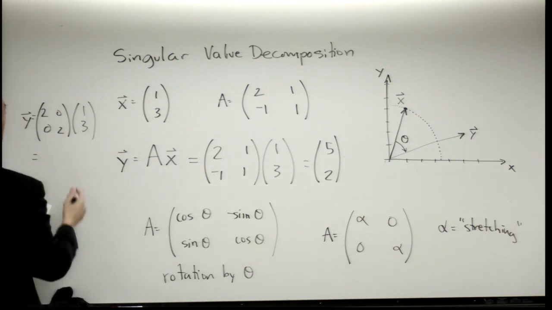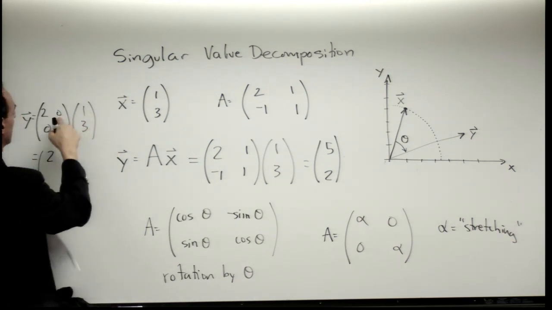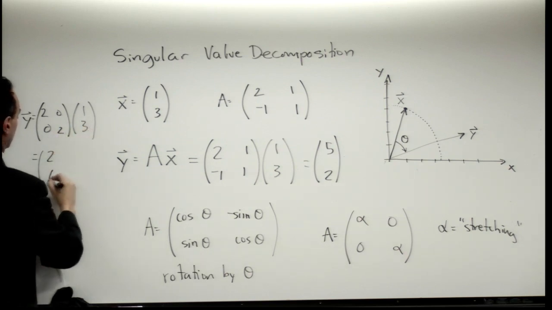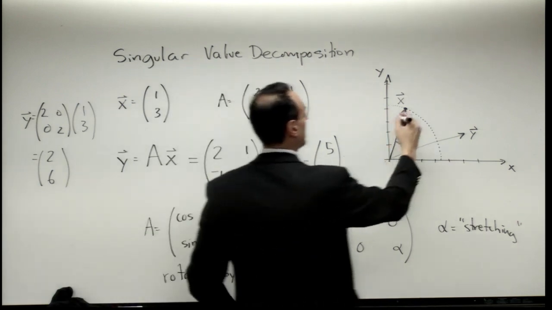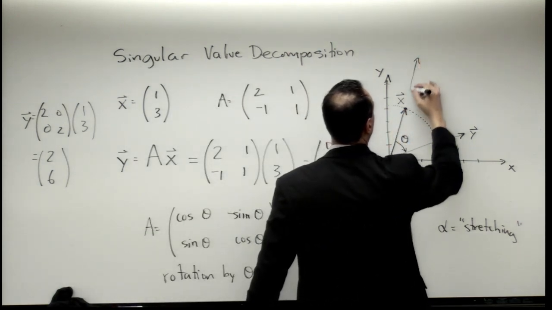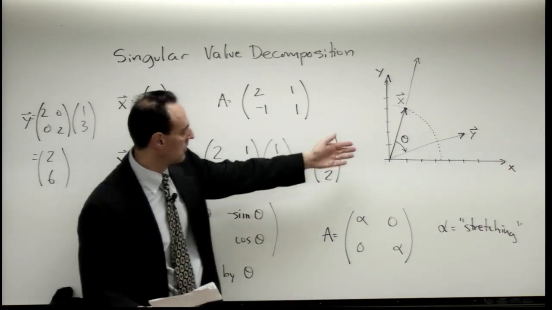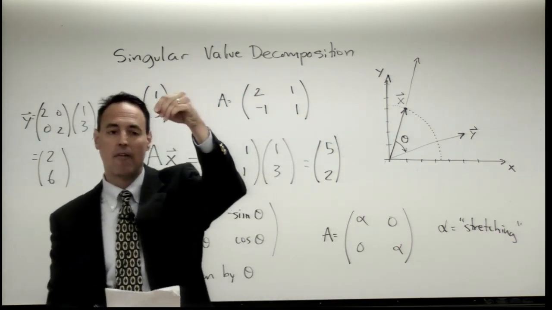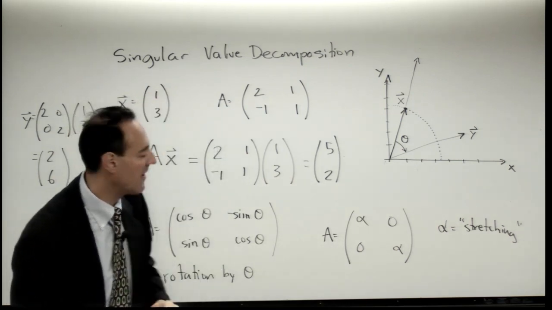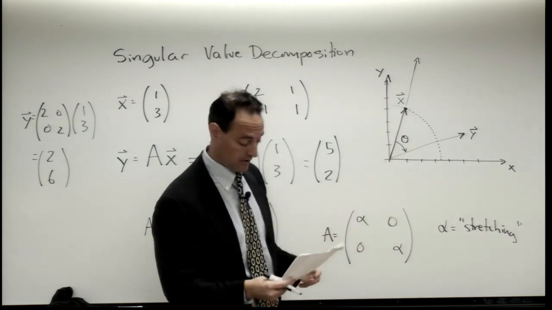And if you do this multiplication, you take this times this, it's 2, 0, and then 6. So it's the vector 2, 6. Well, the vector 2, 6 is just twice as long. That's it. So you can see that this thing will just stretch. If alpha is bigger than 1, it stretches it. If alpha is less than 1, it compresses it. If alpha is 0, it makes it 0, of length 0.